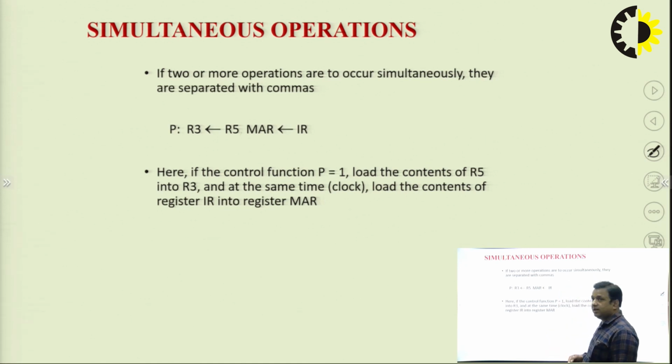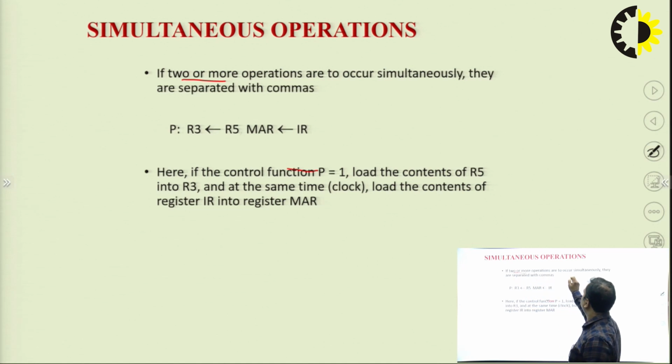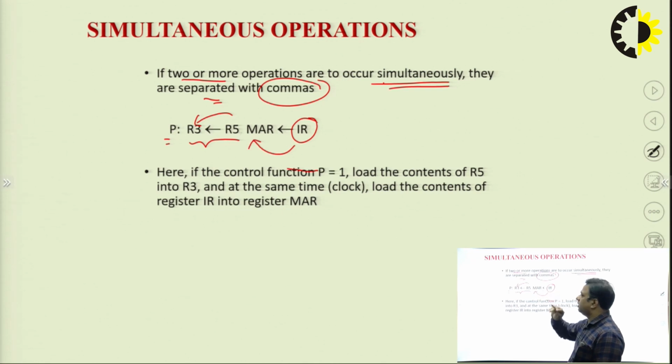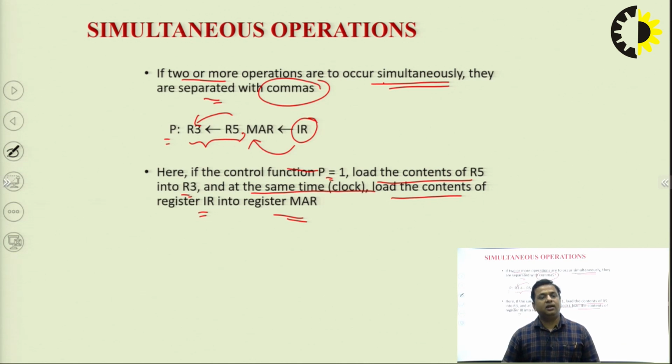Next, there may be a possibility that two statements are to occur simultaneously. If two or more operations are to occur simultaneously, then they are separated with commas. So if there is a control function P, there is a register transfer R5 to R3, and at the same time the contents of the instruction register should be transferred into the memory address register, that can be written, but these two statements should be separated by a comma. So here the control function P equals 1 loads the contents of R5 into R3, and at the same time loads the contents of register IR into register MAR. We can write two or more statements if they occur at the same time, but they should be separated by a comma, right?